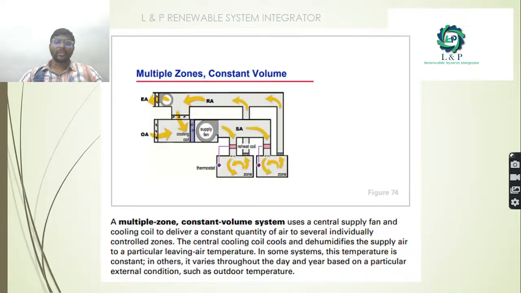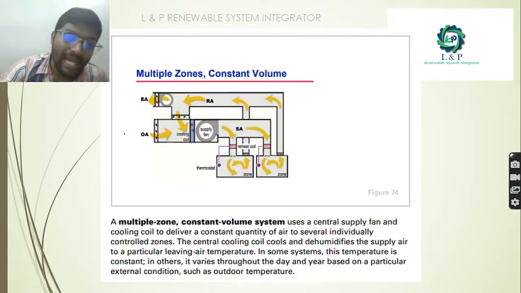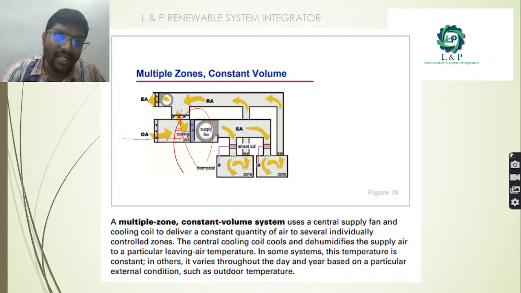Next, multiple zone constant volume. In the multiple zone constant volume, as you can see here, we have outdoor air and we are filtering it with the help of the cooling coil. We are cooling down the temperature of the outdoor air, and with the help of the supply fan, we are supplying it to the different locations, different zones in the concerned room. So what is happening here is that the multi-zone concept is getting added. As you can see here, with the help of the reheating coils also, we can reheat if there is any requirement to do so.